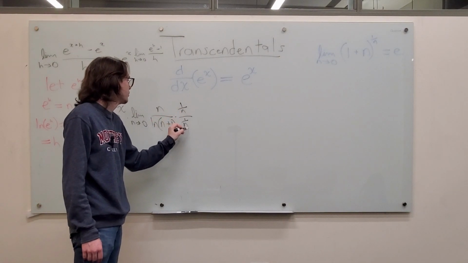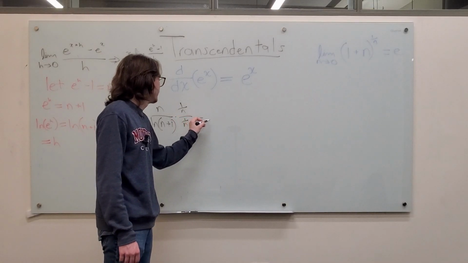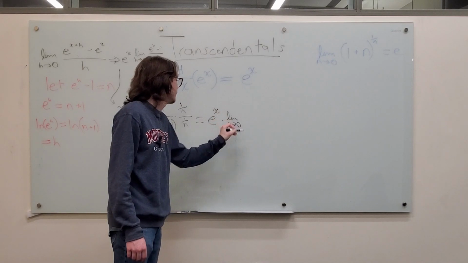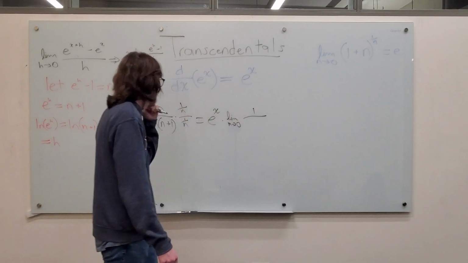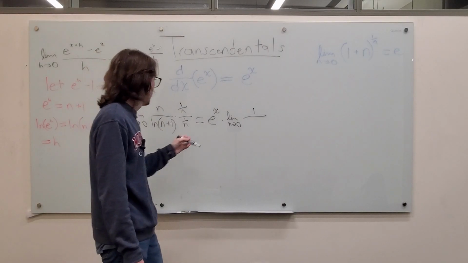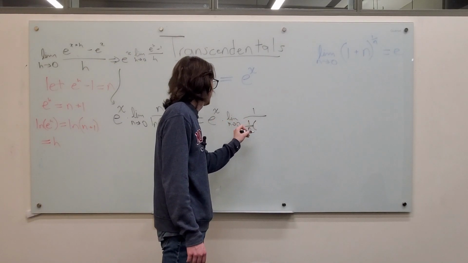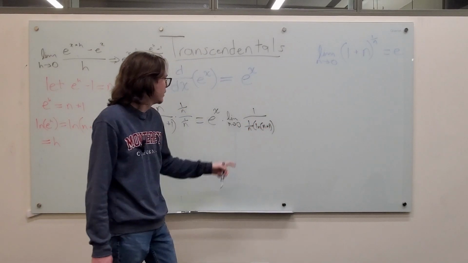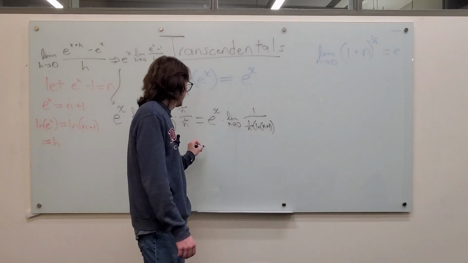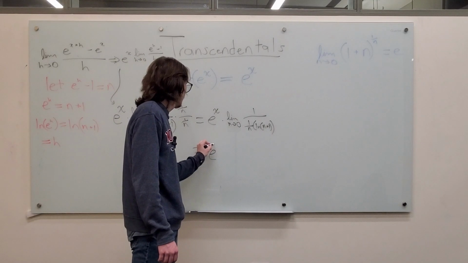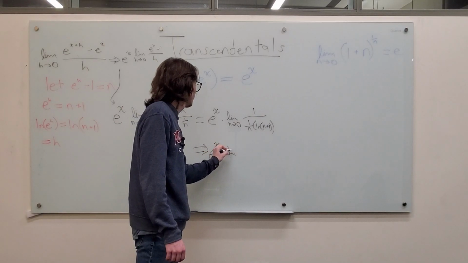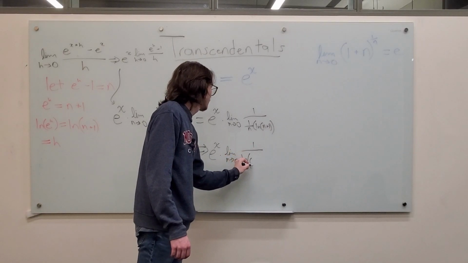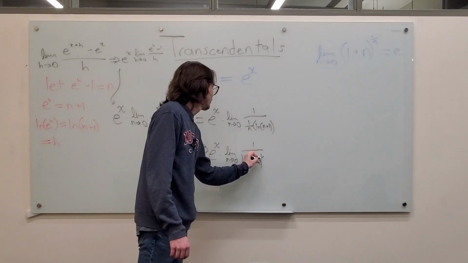We're going to multiply the top and bottom by 1 over n to give us e to the x times the limit as n goes to 0 of 1 over n times the natural log of n plus 1. Once again, we're starting to see it. This is the same thing as e to the x times the limit as n goes to 0, 1 over the natural log of 1 plus n to the 1 over n.